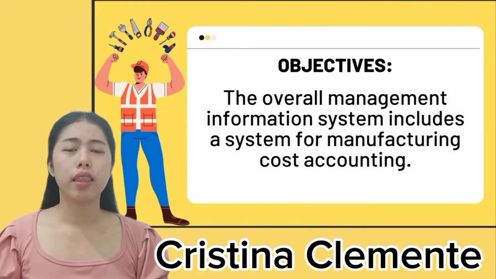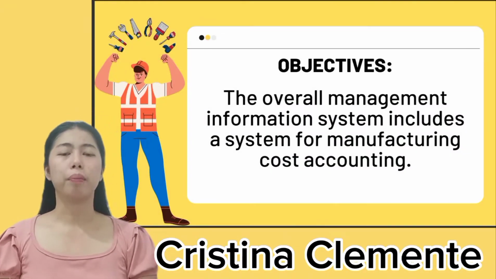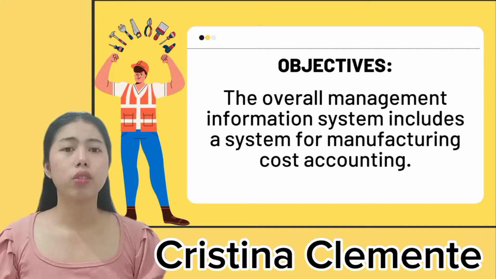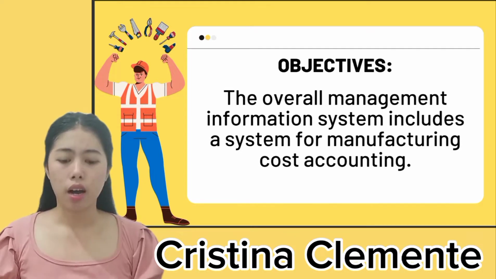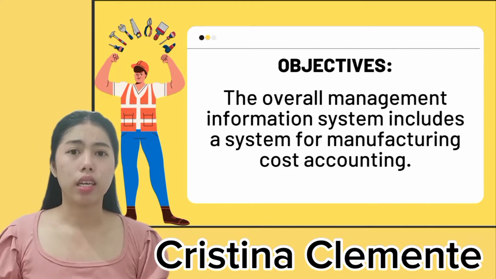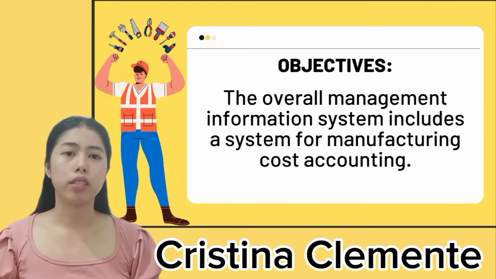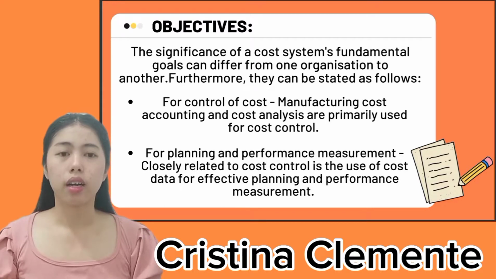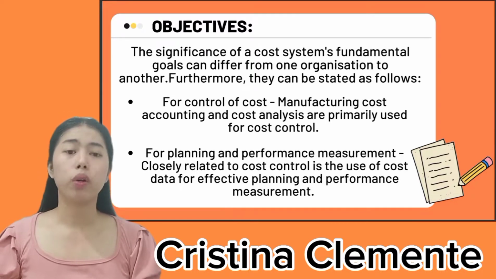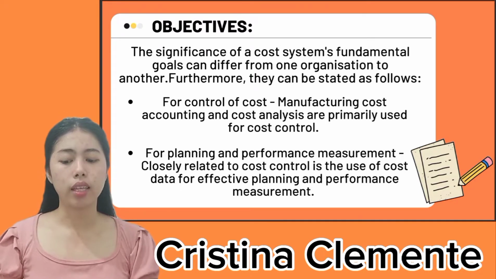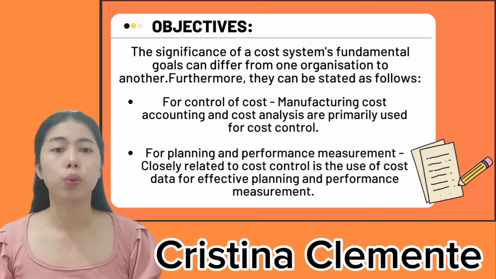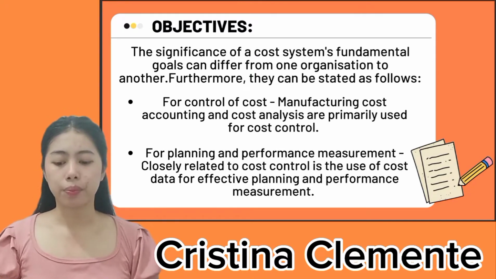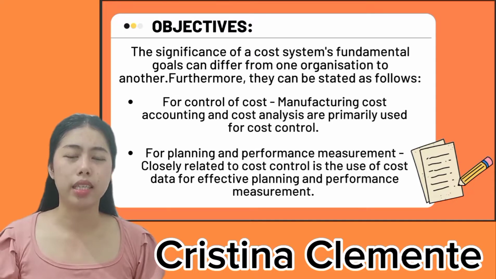So as you can read, this is the cost accounting system, and it means that it helps to determine and estimate the cost of producing good products or services. So for control of cost, that means the process of locating, getting rid of, or cutting back unnecessary expenses to increase the profits. So it's all about budgeting.